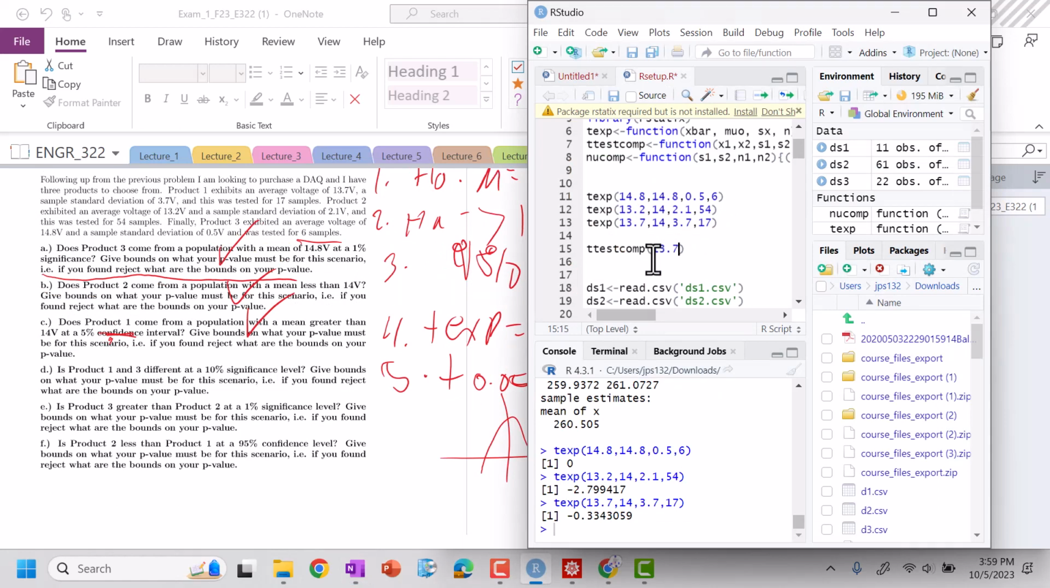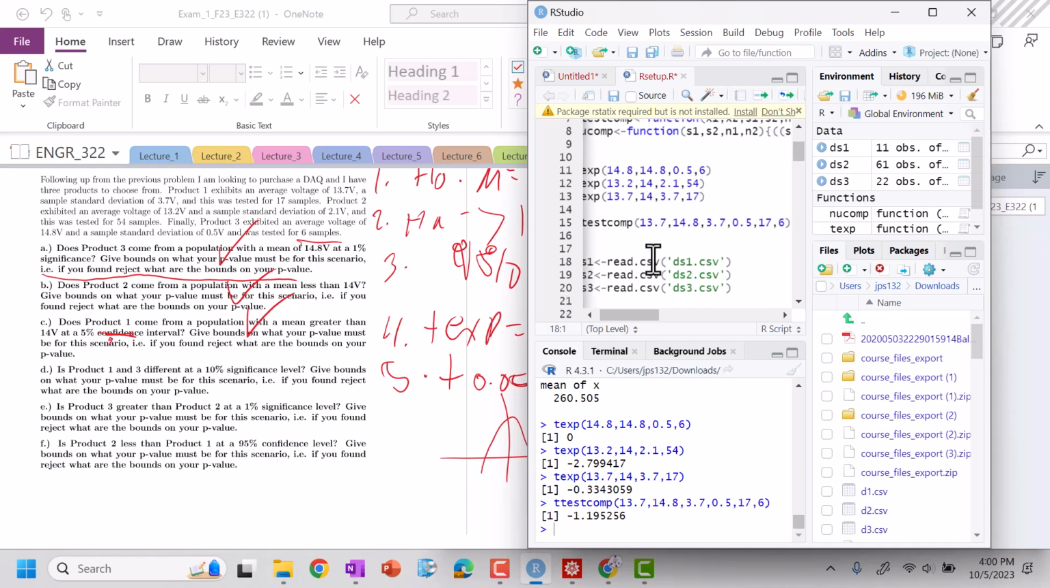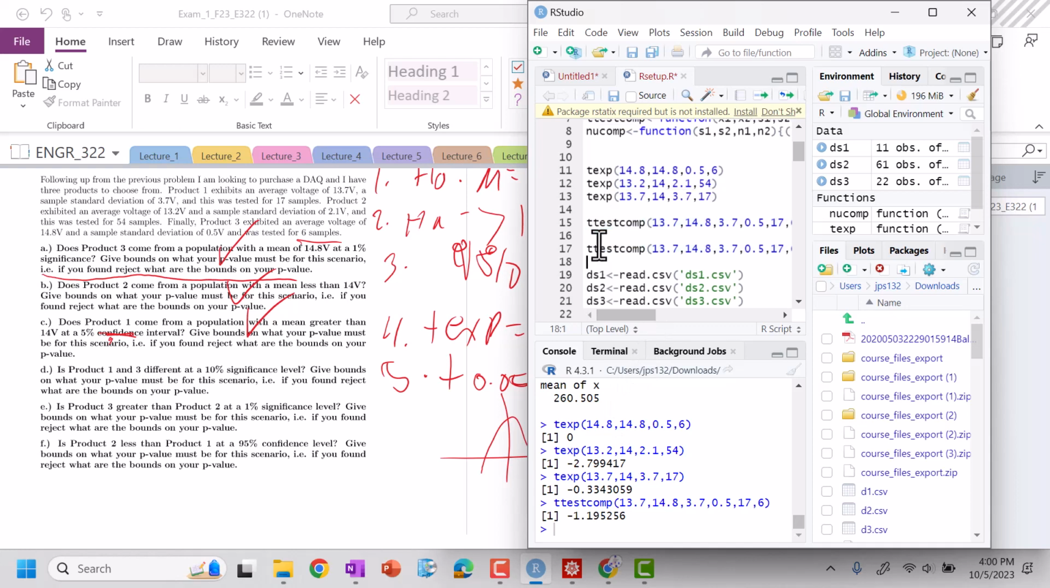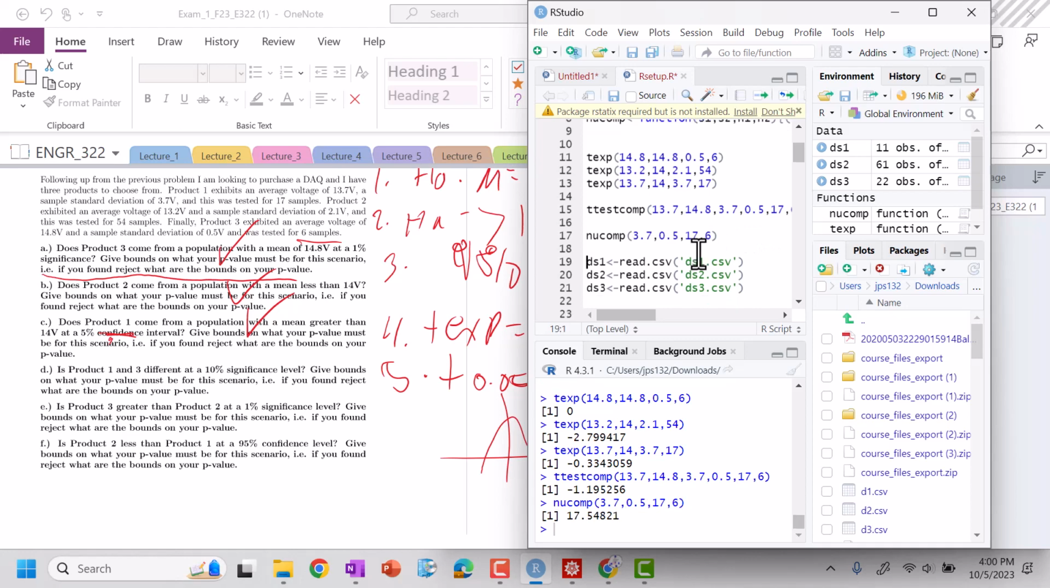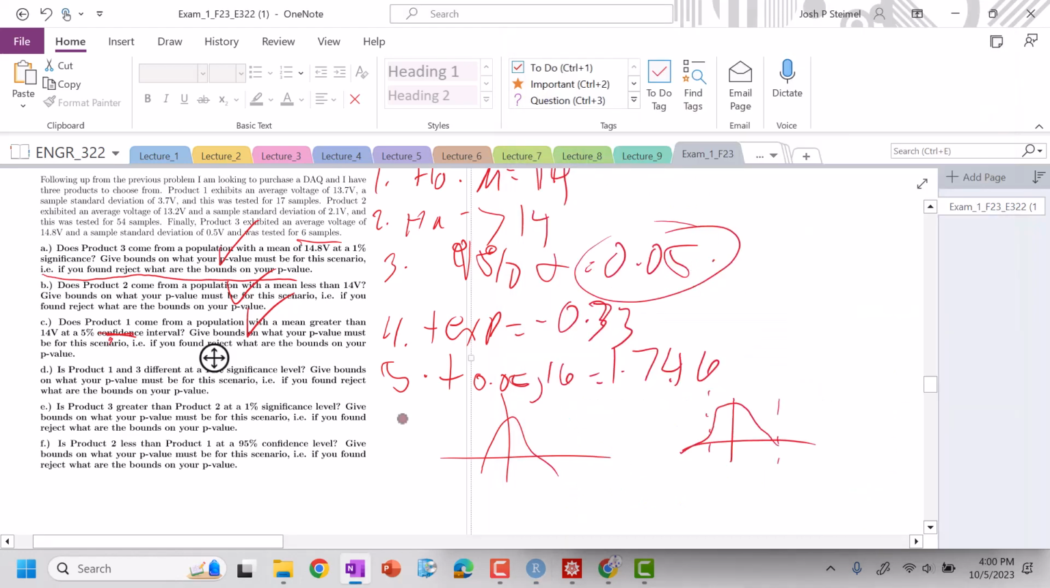So 13.7 and 14.8, those are my means. Then I need my standard deviations, which are going to be 3.7 and 0.5, then 3.2 and 1, and then the numbers 17 and 6. That's my t-test value. I need my new, so this is new comp, but I need to get rid of those values initially. So my degrees of freedom are, let's just say, 18.